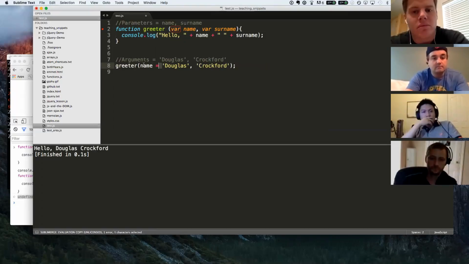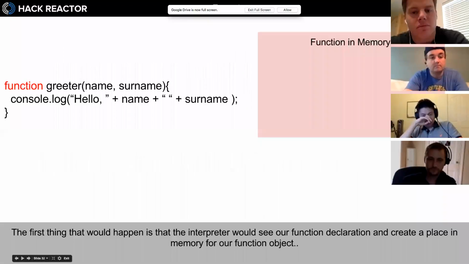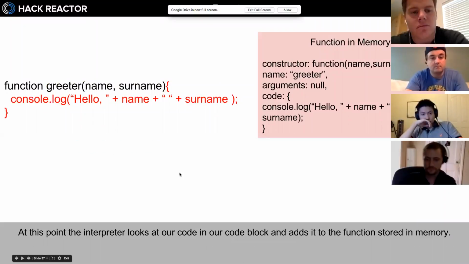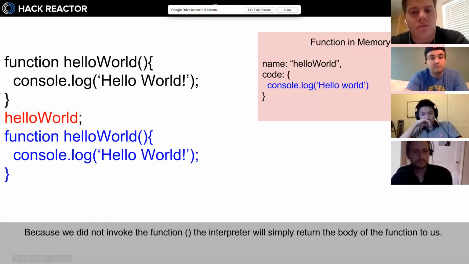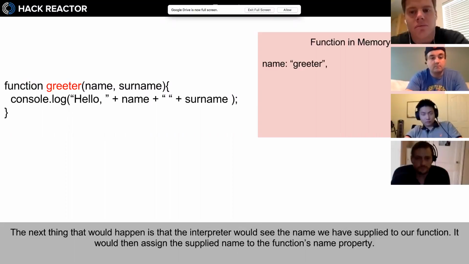All right, so let's jump back to the slides to find out a little bit more about that. So we have our greeter function. The interpreter would see our function declaration and create a place in memory for our function object. The next thing that would happen is that the interpreter would see the name we have supplied to our function, and it would then assign the supplied name to the function's name property.